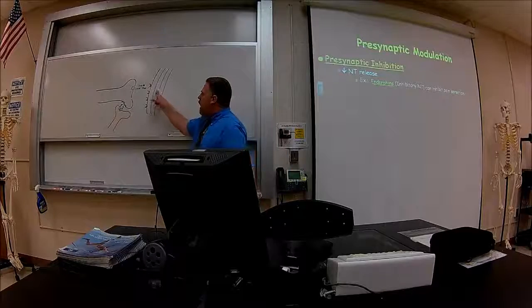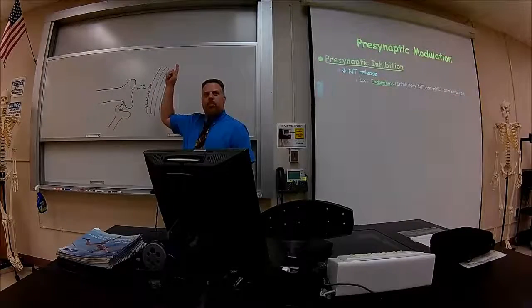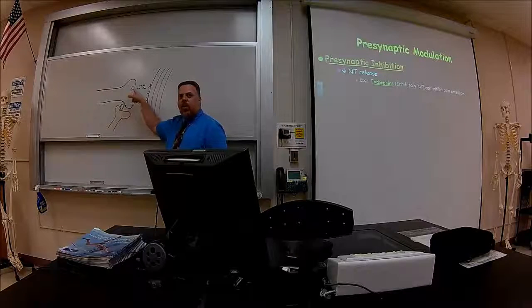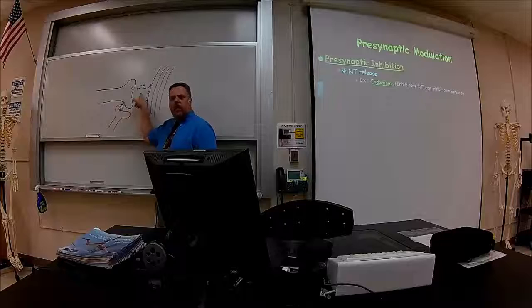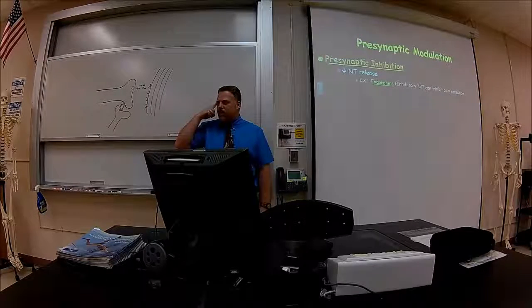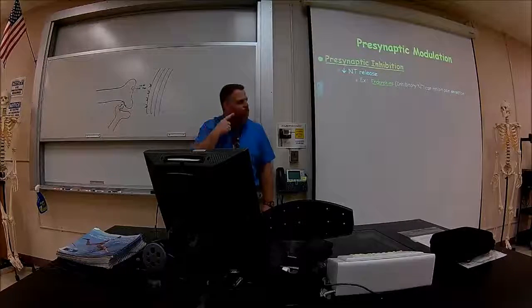If this is not a muscle, this might be another neuron that leads up to the brain. So this can actually inhibit this so that that neurotransmitter doesn't get released enough, so it won't go up to the brain and you don't interpret pain. Does that make sense? Okay?